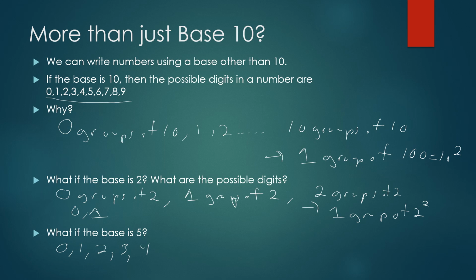So in general, if you have base n, then the digits are 0, 1, 2, all the way up to n minus 1. So if we had base 9, we'd have 0, 1, 2, 3, 4, 5, 6, 7, 8. If we had base 3, it's 0, 1, 2.